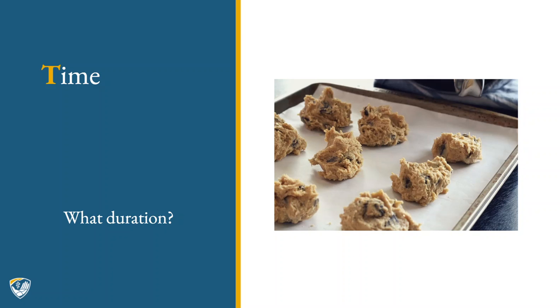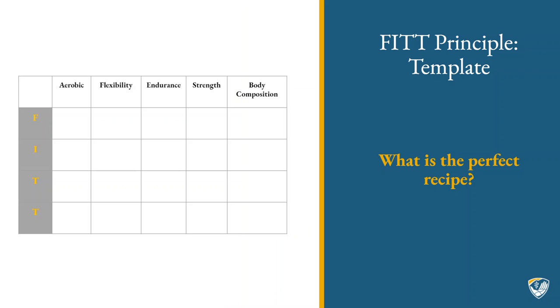So we've got our cookies, we've got our dough, we've got our flour, chocolate chips, eggs. We've mixed it all together and created this FIT principle cookie. So now we're ready to put it in the oven and see what our final product will be. Thus, we arrive at our FIT principle table template.